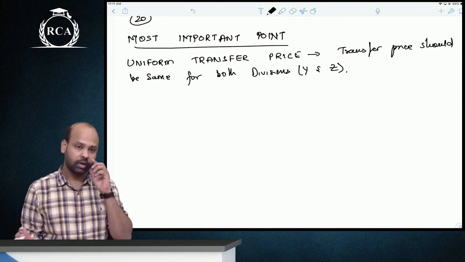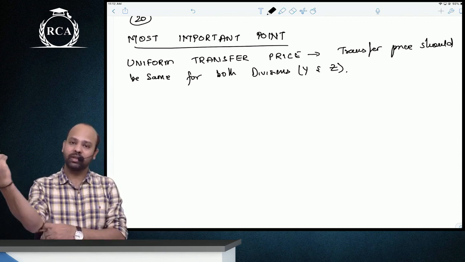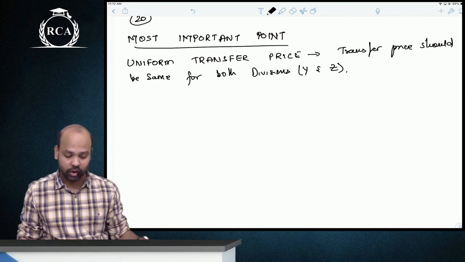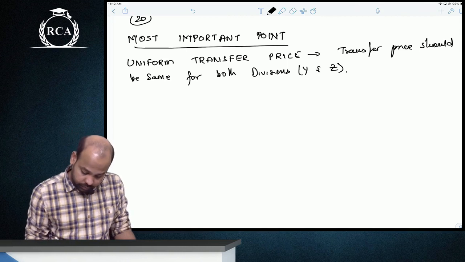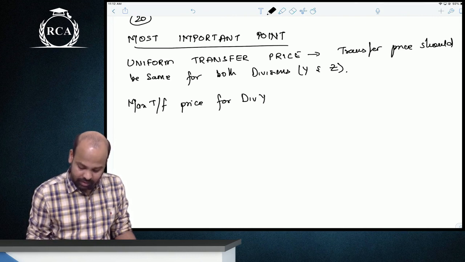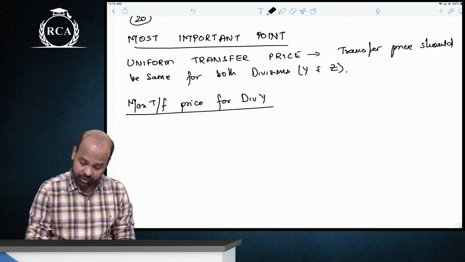Okay? Now I will finish off this part, and then I'll come to the other aspects. First we will decide what is the maximum transfer price that they are willing to pay. We can also talk about the minimum transfer price. Maximum transfer price, beta, for division Y.